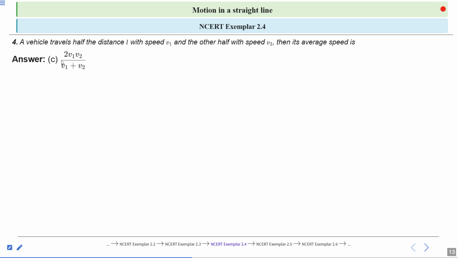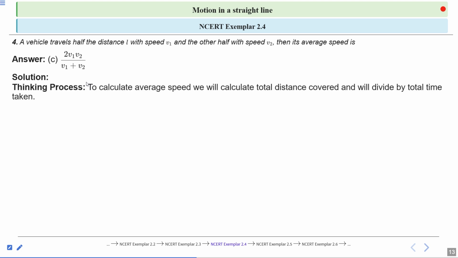So correct answer is C, 2v1 v2 divided by v1 plus v2. Solution: thinking process. How can we solve this question? To calculate average speed, we will calculate the total distance covered and divide by total time taken. So this is the formula of average speed: total distance covered divided by total time taken.